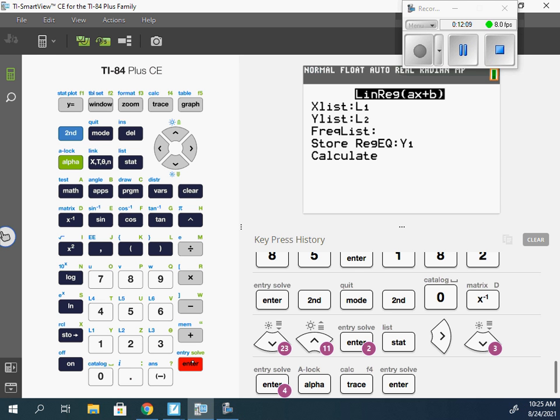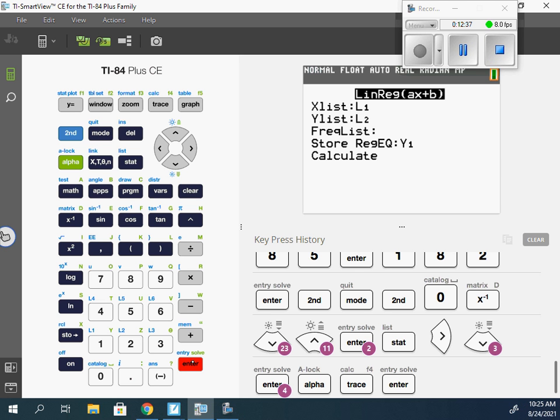So stat, regression, clear. F4. Second stat. Yes. Regression, second.